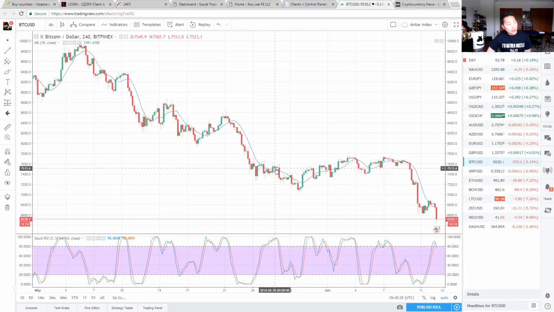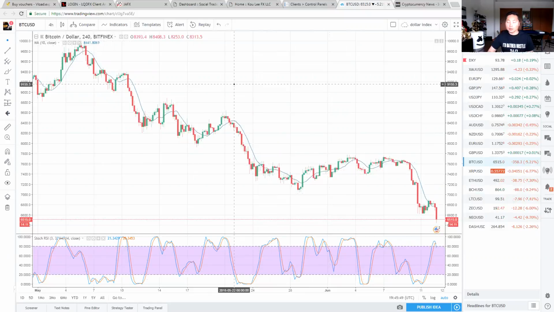Here on tradingview.com, you can clearly see I'm on the 4-hour chart with Bitcoin versus the dollar on Bitfinex. You have to use the Bitfinex charts because they're tied to JAFX. So JAFX is tied with Bitfinex. Now, on the 4-hour chart, you can clearly see that it's overbought on the oscillator. It's going right back down again.